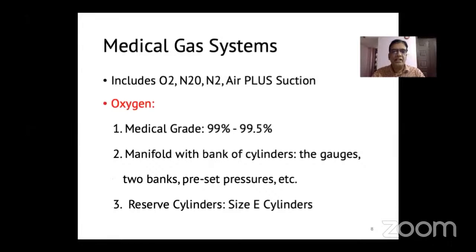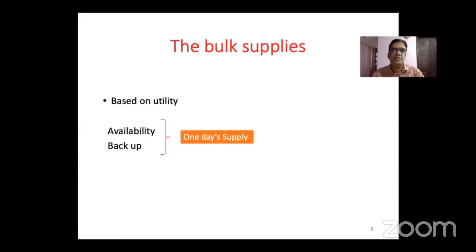Normally the gases which we use in the operation theater are oxygen, nitrous oxide, and air, and suction apparatus and suction connection, and nitrogen would sometimes be used. For oxygen, there are recommendations with respect to the use of medical grade oxygen as compared to industrial grade oxygen. We also have various standards with respect to the manifold room, where we talk about the banks of cylinders for oxygen and nitrous oxide, the types of regulators, the gauges, and everything. We also talk about reserve oxygen cylinders as a safety measure. Whenever the main pipeline supply fails, we use the reserve cylinder, normally size E cylinders.